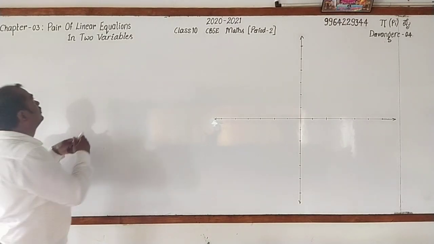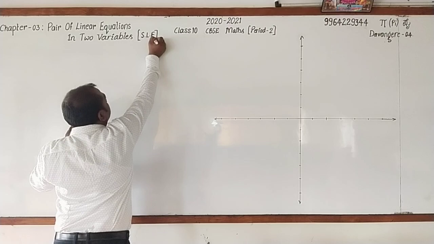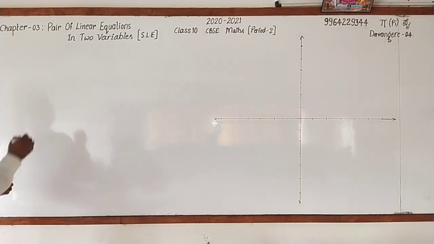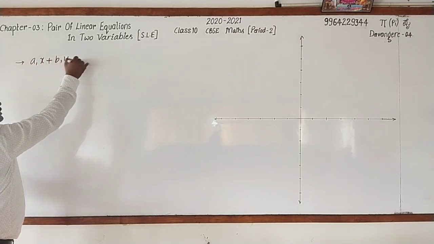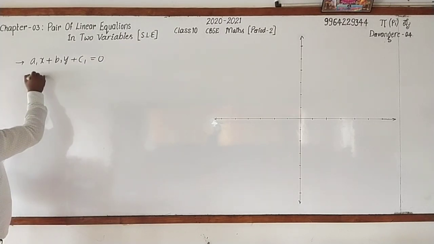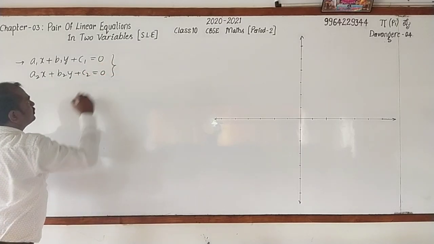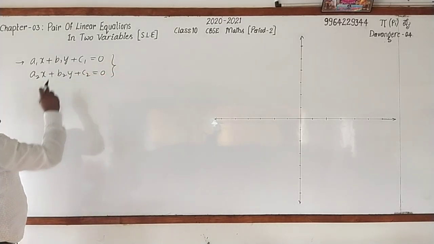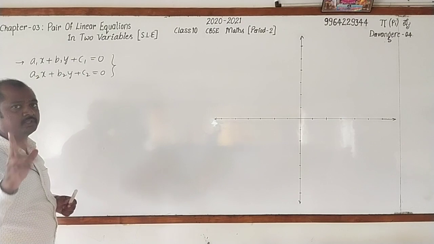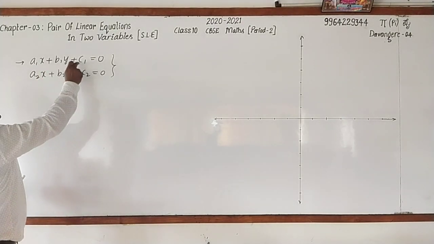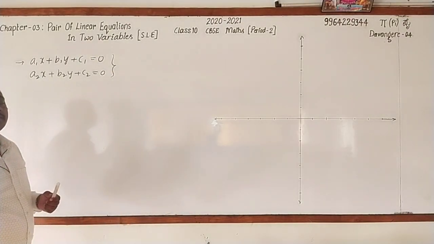What is the other name of pair of linear equations in two variables? You are right, it is simultaneous linear equations. Then what is its general form or standard form? It is a1x plus b1y plus c1 is equal to 0 and a2x plus b2y plus c2 is equal to 0, where x and y are variables, a1, a2, b1 and b2 are not equal to 0. Then a1, a2, b1, b2, c1 and c2 are coefficients. These coefficients are any real numbers.